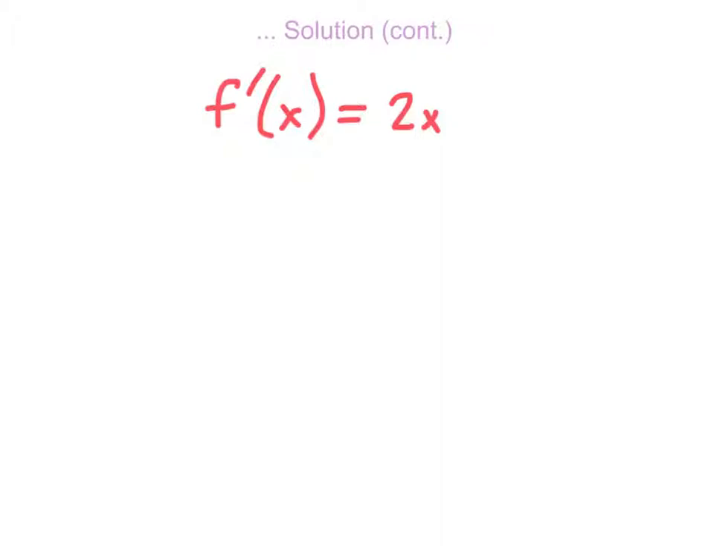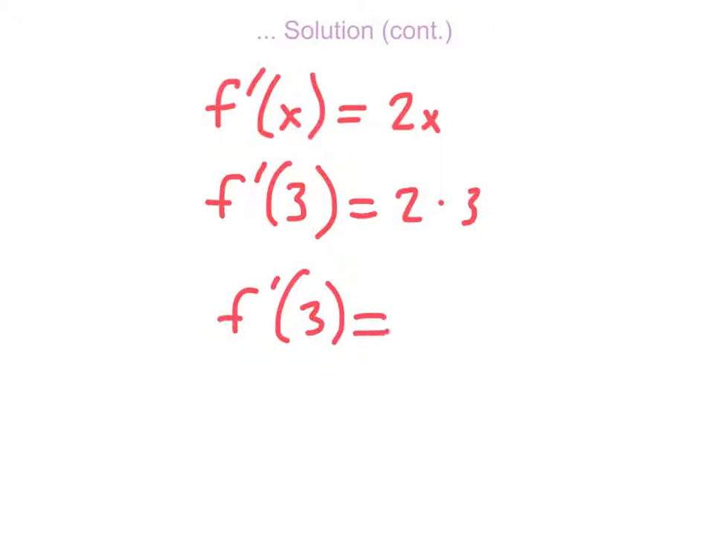So since the problem asked us to find f prime of 3, all we do is substitute 3 into the equation we just found. So that's just going to be equal to 2 times 3. And so f prime of 3 equals 6, and that's our answer. So that's how you can find a derivative of a function. That was a pretty good example of one right here.